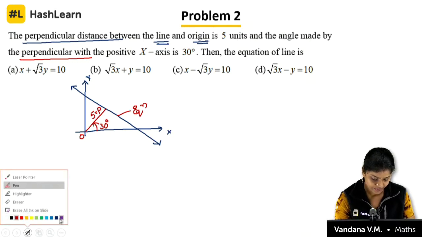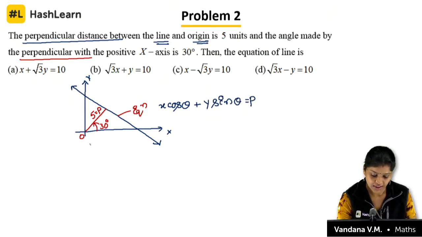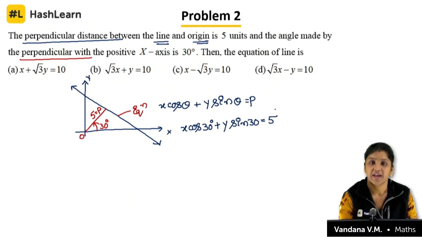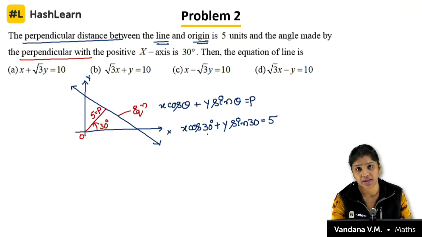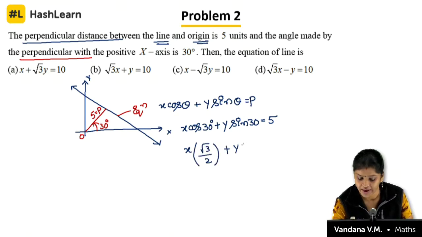x cos theta plus y sin theta is equal to p. Substitute in the given equation: x cos 30 degrees plus y sin 30 degrees is equal to 5. Any doubts? I just substituted, nothing else. Now we know cos 30 degrees. What is cos 30 degrees? Yes, root 3 by 2. x into root 3 by 2 plus y into sin 30 degrees, which is 1 by 2, is equal to 5.